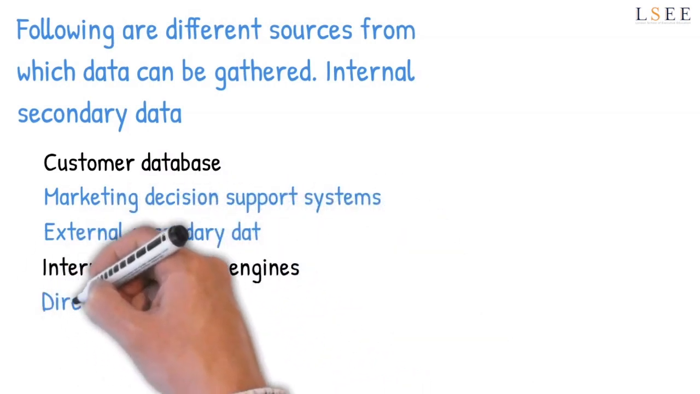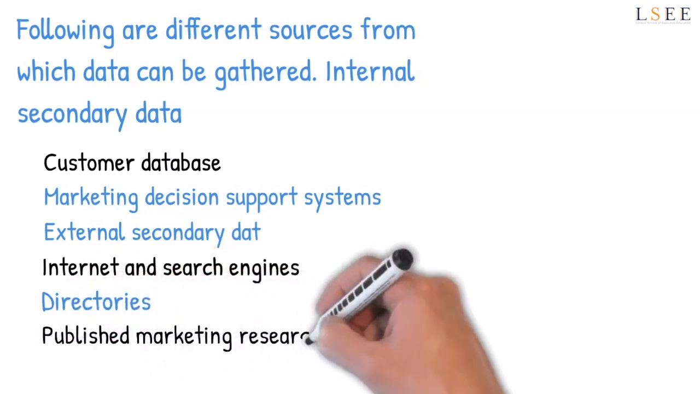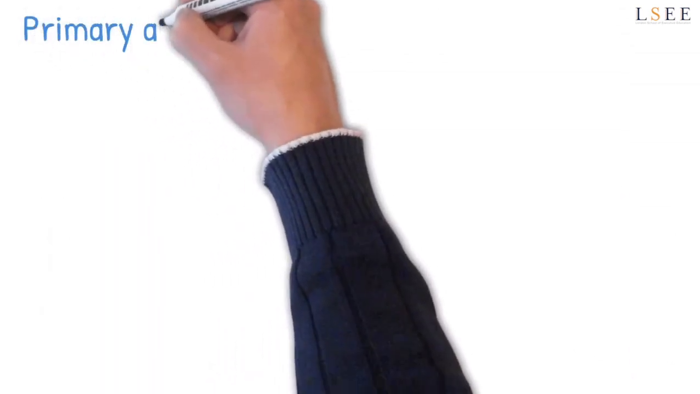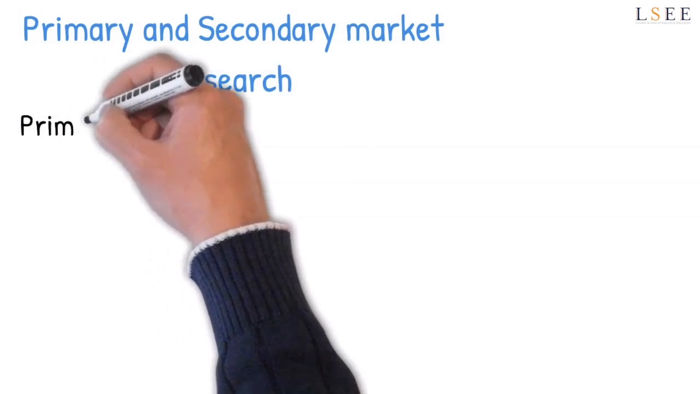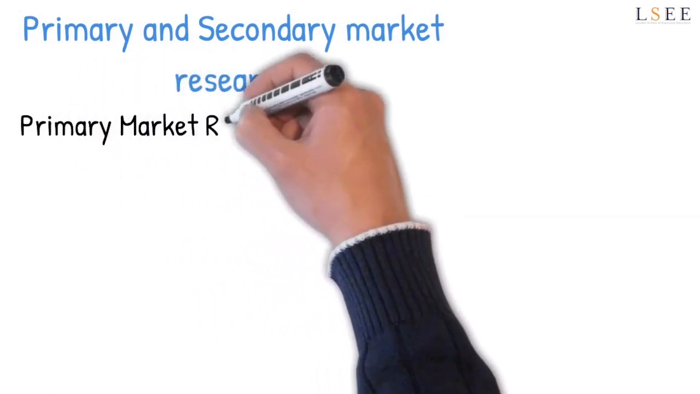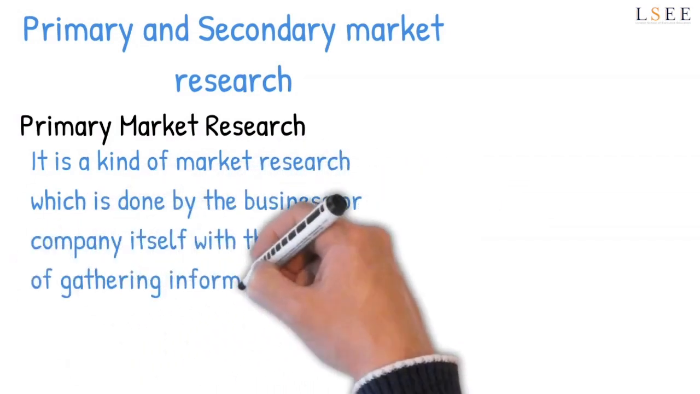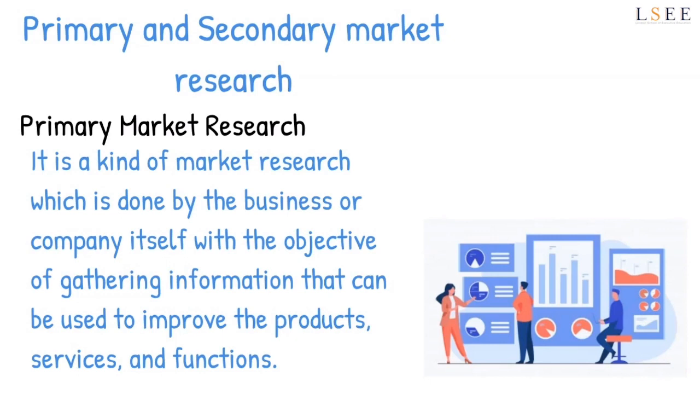External secondary data: internet and search engines, directories, published marketing research. Primary and secondary market research. Primary market research is a kind of market research which is done by the business or company itself with the objective of gathering information that can be used to improve the products, services, and functions.